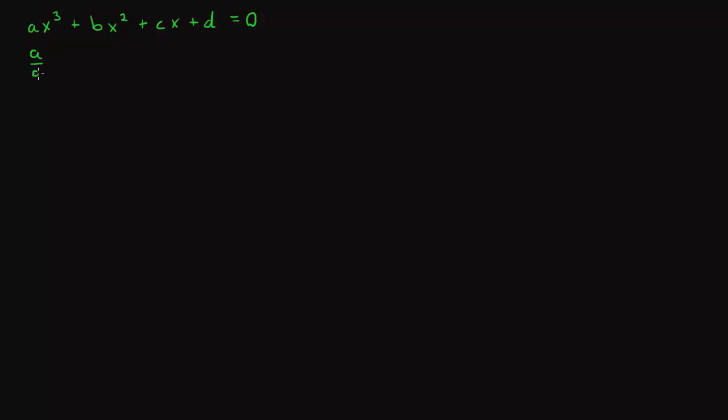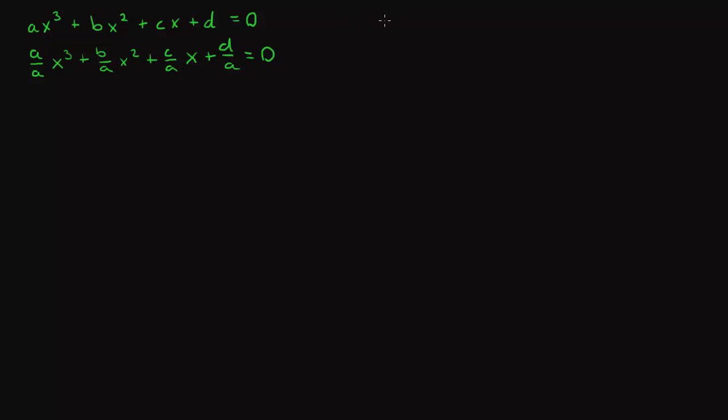We get a over a, which is 1, times x to the third plus b over a times x to the second plus c over a times x plus d over a is equal to 0. Now, to keep this one a little simpler, because we're going to do a lot of calculations with all of this, we're going to define some new variables.